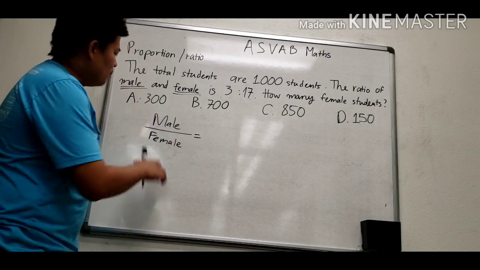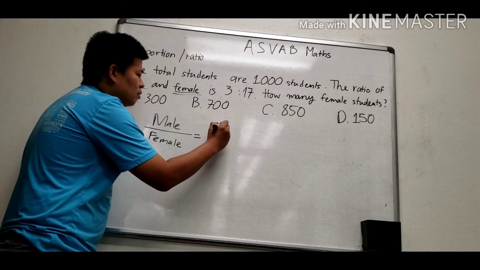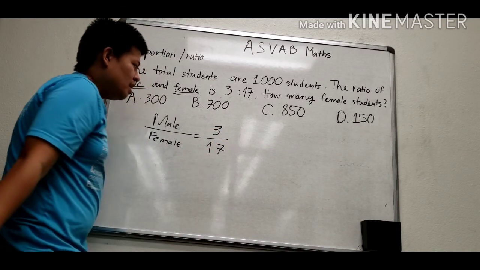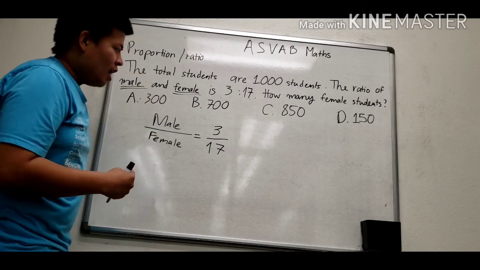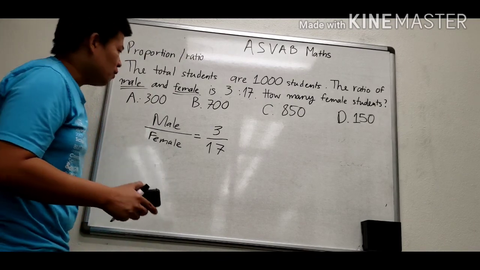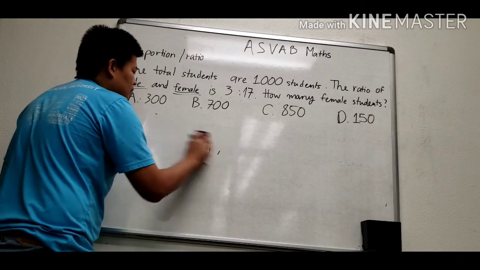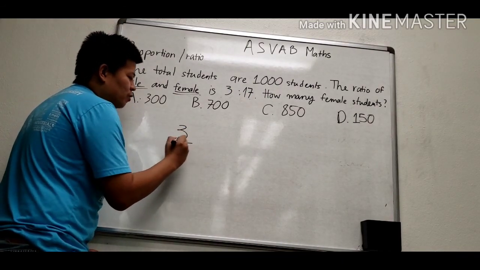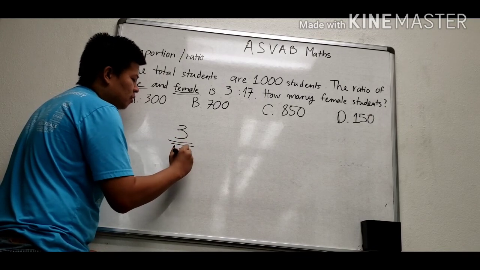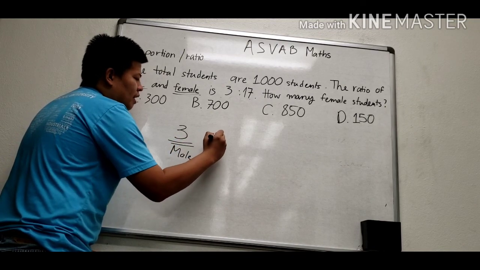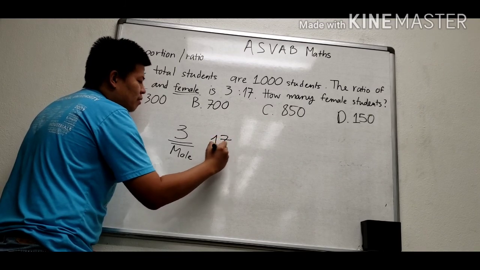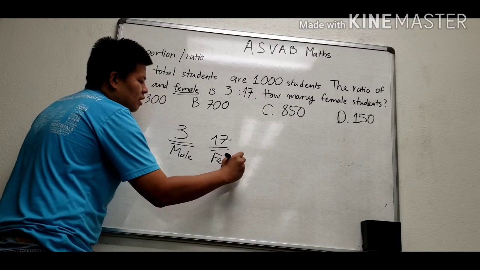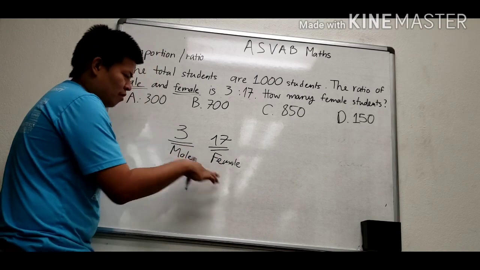We know that the ratio of male to female is about 3 to 17. That's the ratio. How can we put the proportion for male and female? We have 3 for male and 17 for female. Let's see about the proportion between male and female.